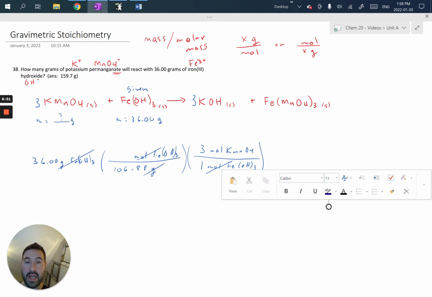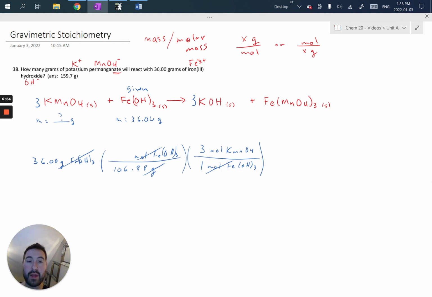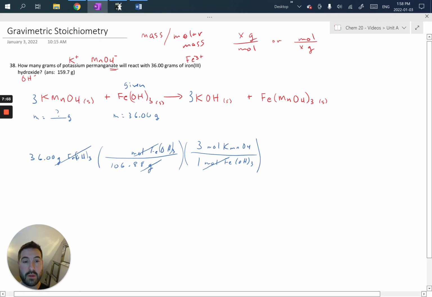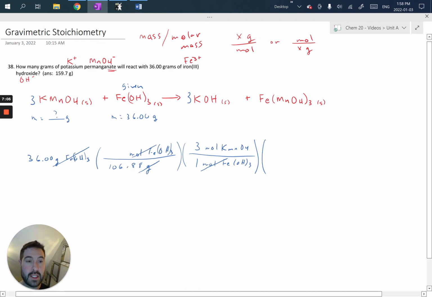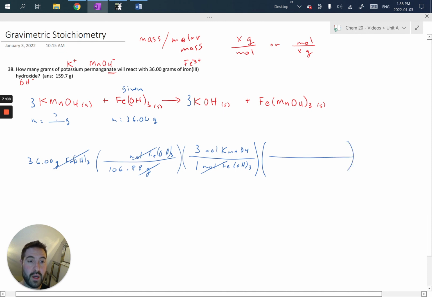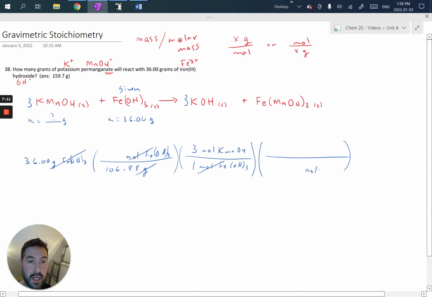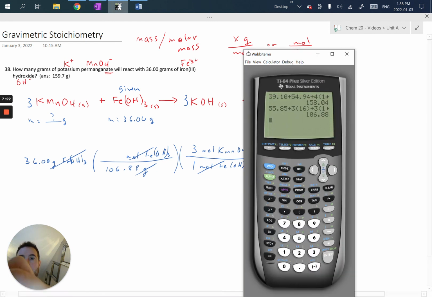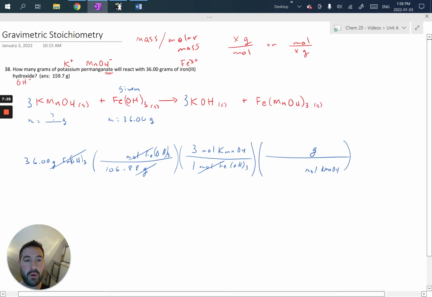So now, if I do all this math, I'm going to have moles of KMnO4, but my question's not asking for moles, it's asking for mass. So this is a 3-step stoichiometry problem. It's three conversions here. My last thing I need to do is go from moles of KMnO4 into grams, because I want grams, right? And again, that's going to be a molar mass. I calculated that molar mass before. It's 158.04 grams for every 1 mole.